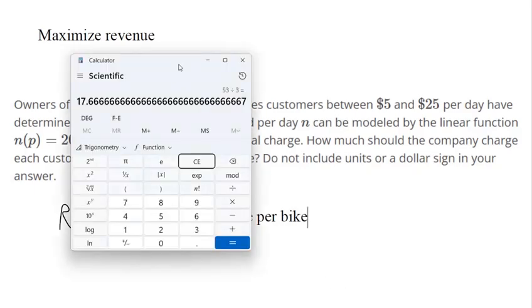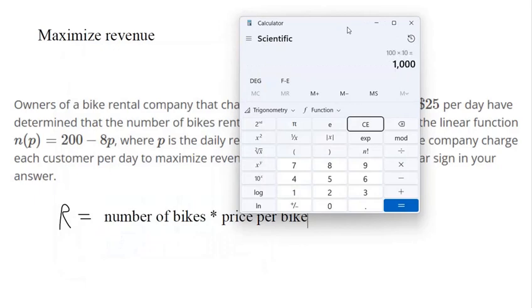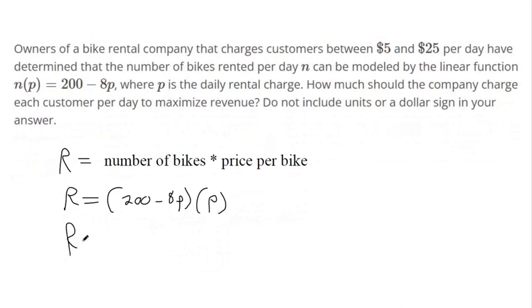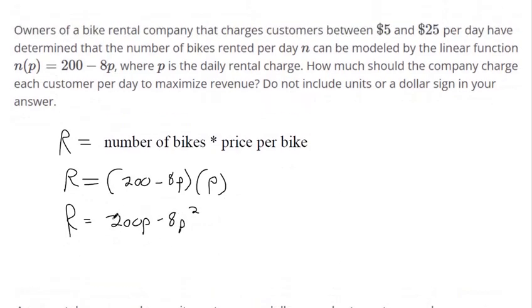If they charge $10 per bike and they get 100 bikes, 100 times 10, that's $1,000. So the revenue is the number of bikes, which is this expression that depends on P, the price, which makes sense, times P. This represents the number of bikes they told us, and then the price per bike, that's already the variable P. We can distribute that P and multiply everything inside here. That's 200P minus 8P squared. And now that's something we can maximize with calculus.